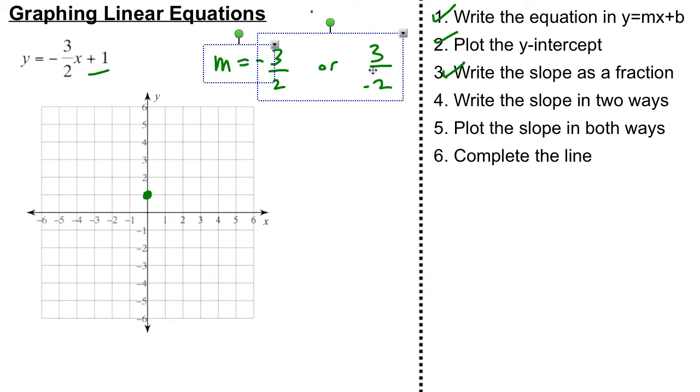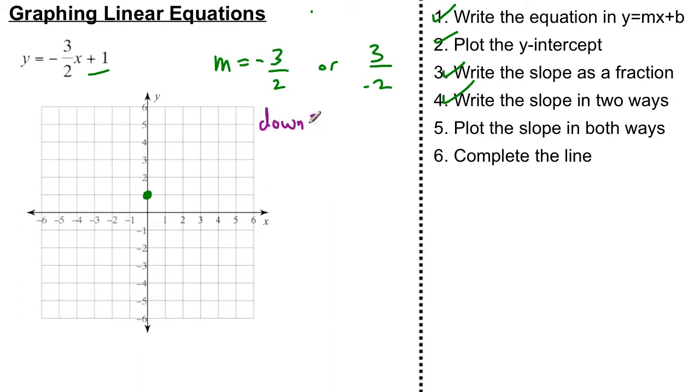And I'm just going to move this over a little bit. All right? So when it's negative 3/2, it's either negative 3 over 2 or 3 over negative 2. Okay, so we wrote the slope in two ways. Now we want to plot the slope in both ways. Okay, so negative 3 over 2, this means go down 3, right? Minus 3, and this means go right 2.